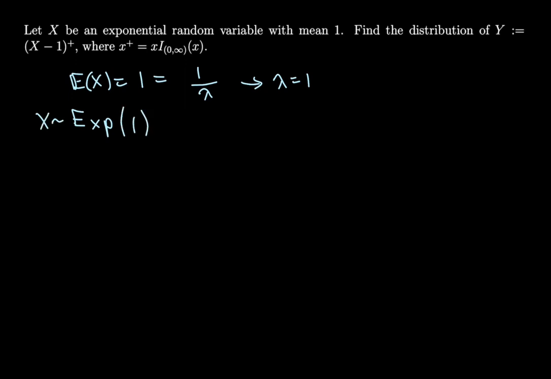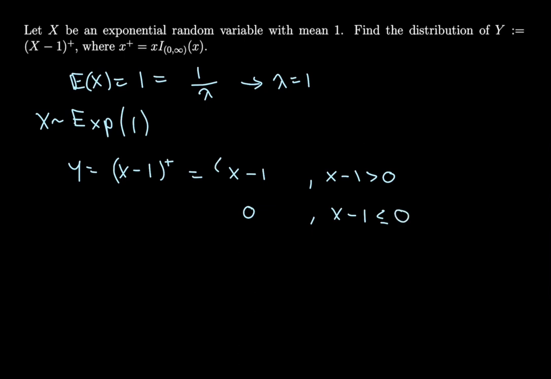Now we're also given that y is equal to (x minus 1)+, which is the same as x minus 1 when x minus 1 is greater than 0, and 0 when x minus 1 is less than or equal to 0. And you can get that from that indicator function. Now also what we should notice is if x is distributed exponentially with parameter 1, then the CDF of x, so F_X(x), is equal to 1 minus e to the negative x, and this is when x is greater than or equal to 0.